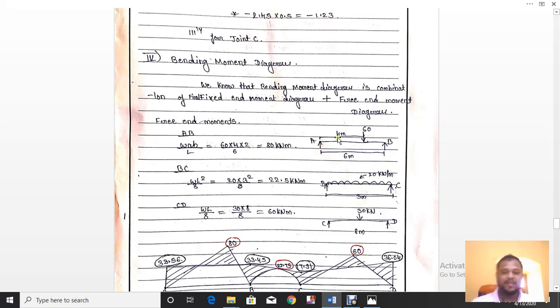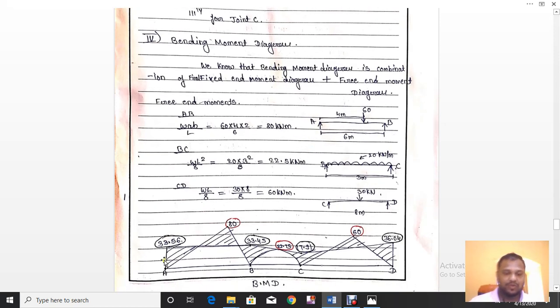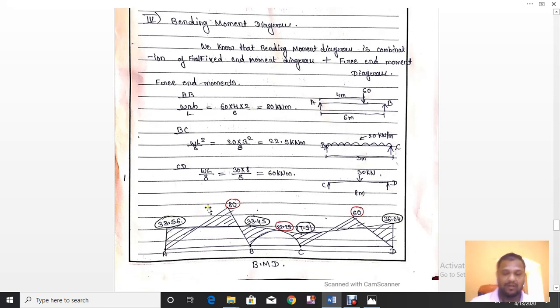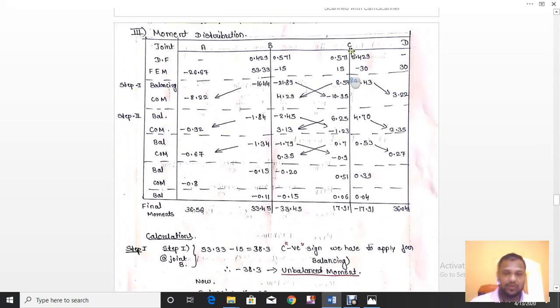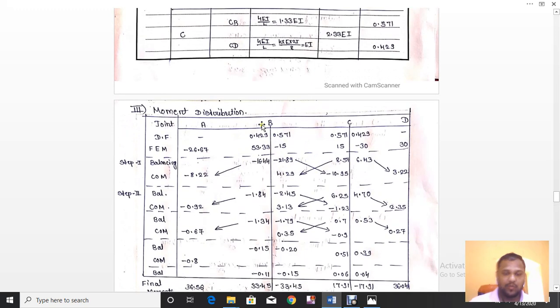We have to consider the individual beams as simply supported, and we need to calculate bending moment diagrams. So you can see the black rounds are showing the final fixed end moments, red rounds are showing final free end moments. So I have combined this and I have drawn the bending moment diagram. So this table is very important. So we need to carry out the moment distribution method.